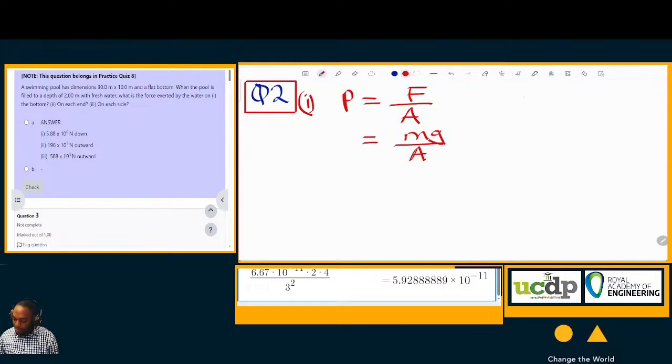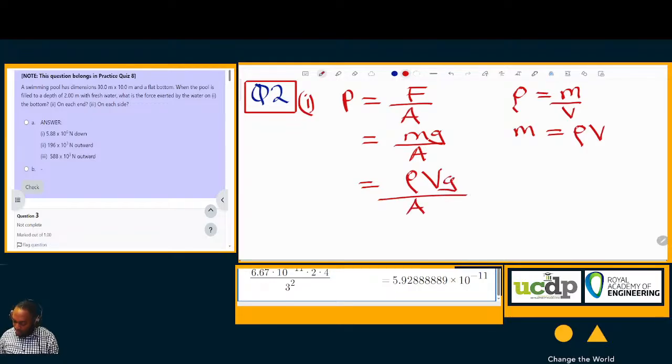Okay, but you remember that density is equal to your mass over the volume. So your mass is equal to your density times your volume. Which means that in place of mass there, it will be your density of water times the volume over the area of interest. So this is how you would calculate your pressure.